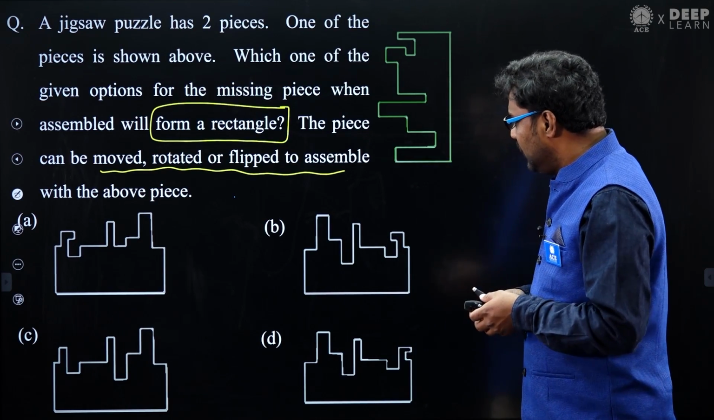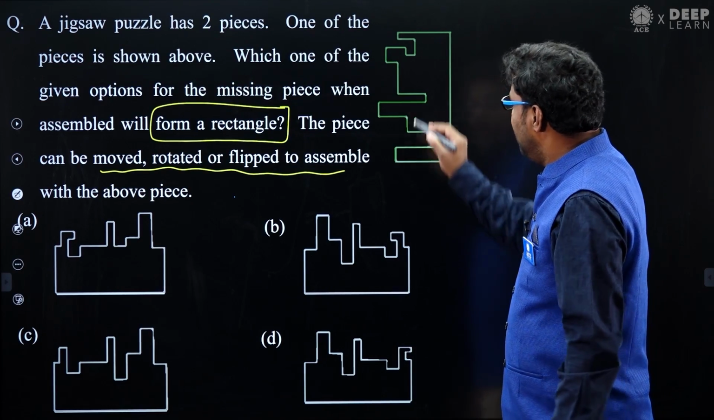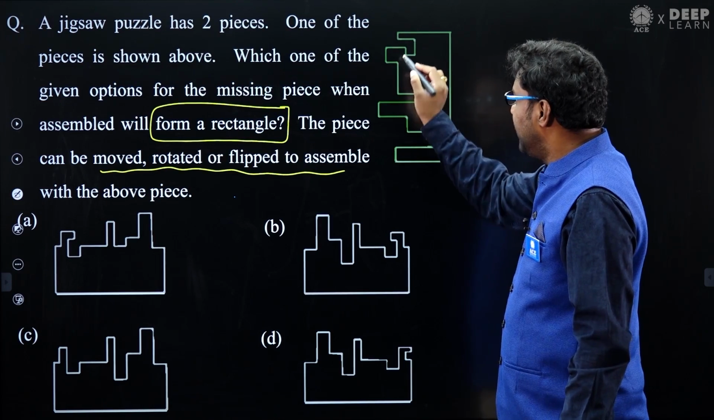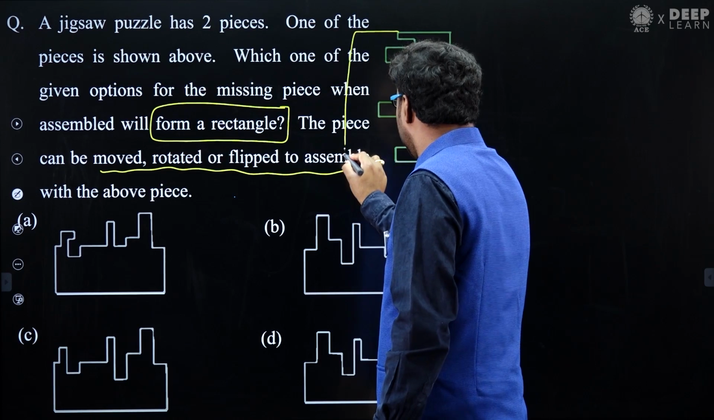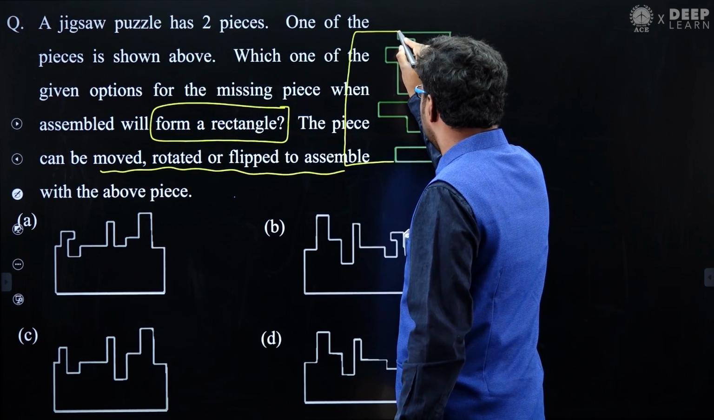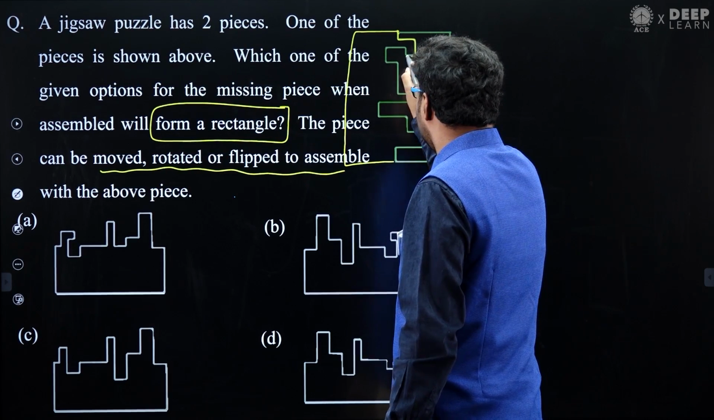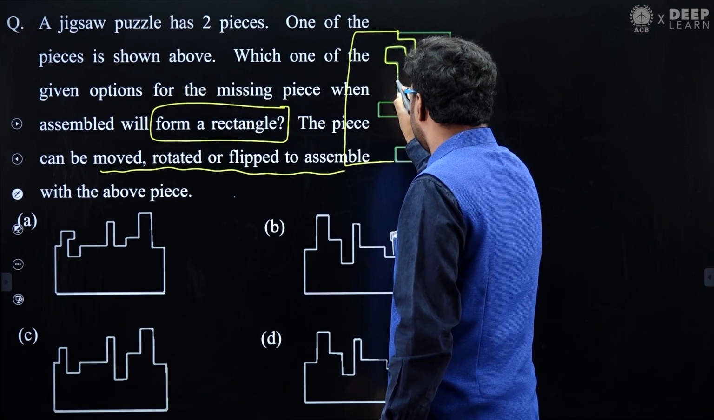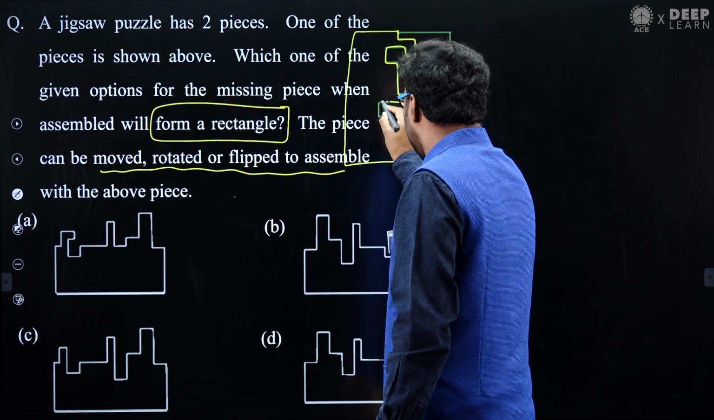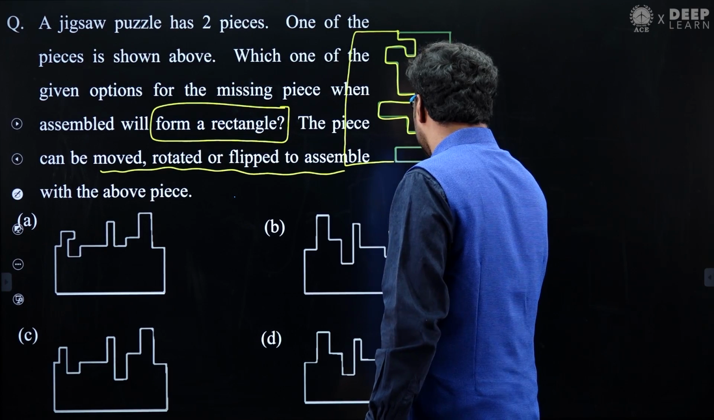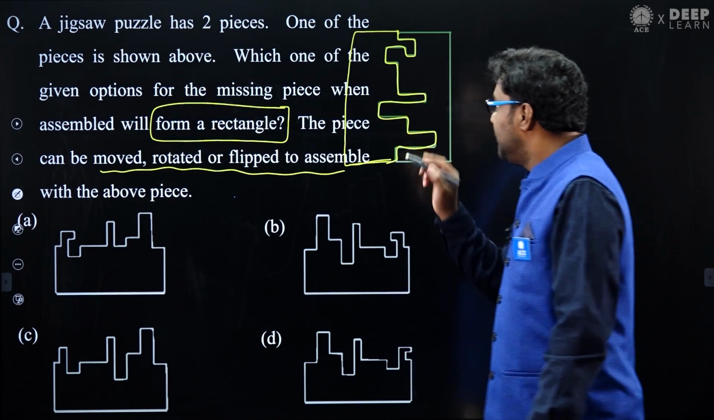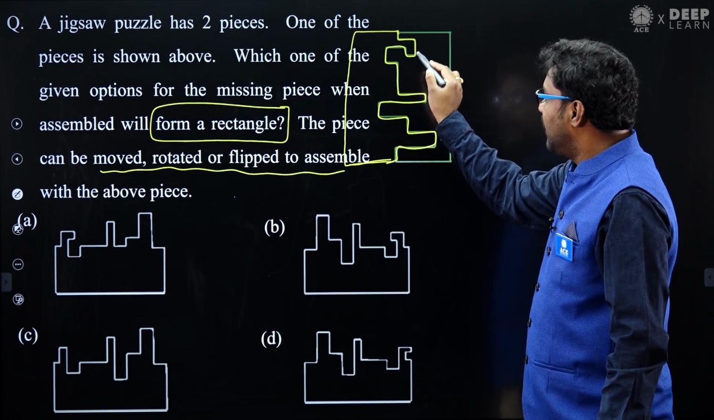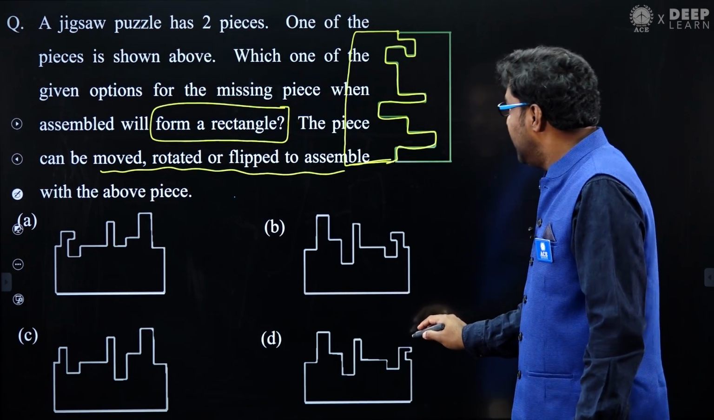Now think about this question, my dear friends. As you have this zigzag path, we require that badly. If you want a rectangle, I think you got the idea. This is the shape you required actually. Now check which option is having this shape.